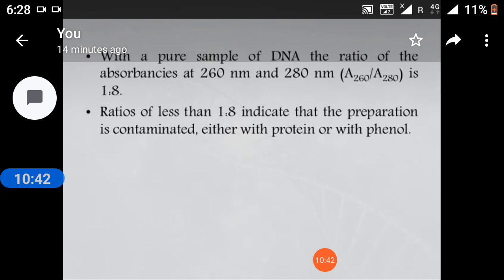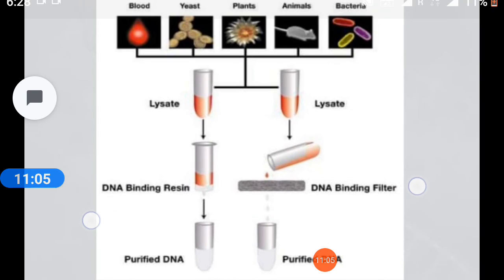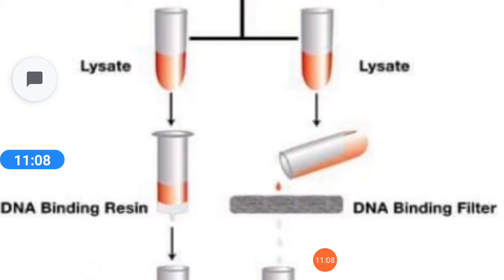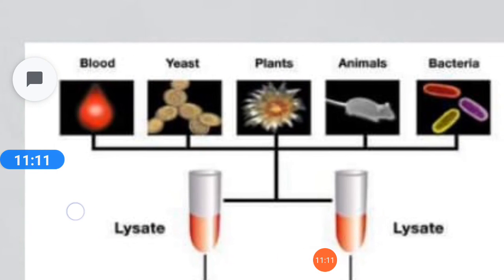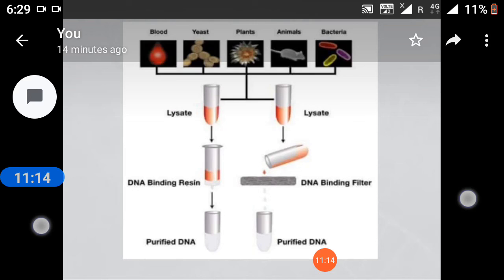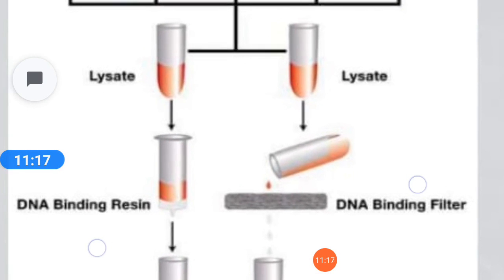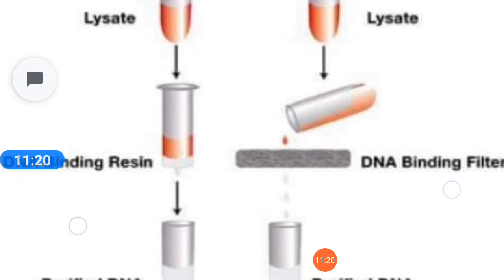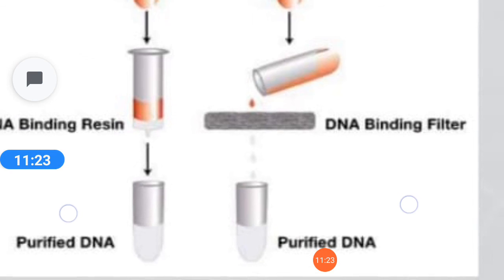With a pure sample of DNA, the ratio of the absorptions at 260 nm and 280 nm is 1.8. A ratio of less than 1.8 indicates that the preparation is contaminated either with proteins or with phenol. Steps seen in DNA extraction, different types of sampling materials, lysate, and some different processes.